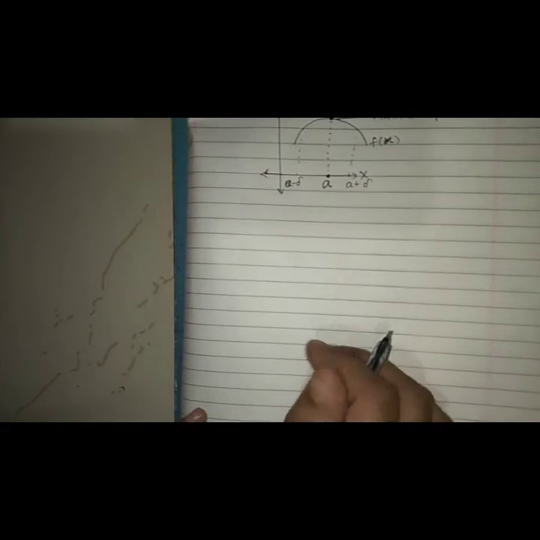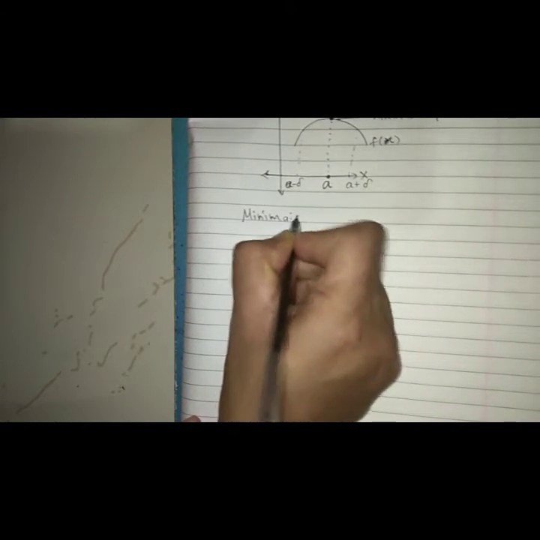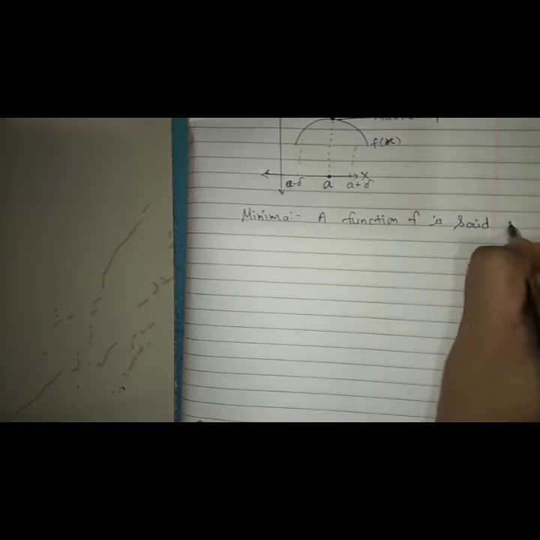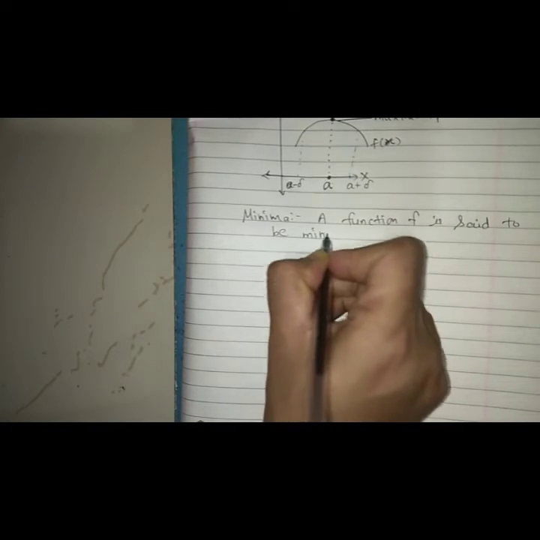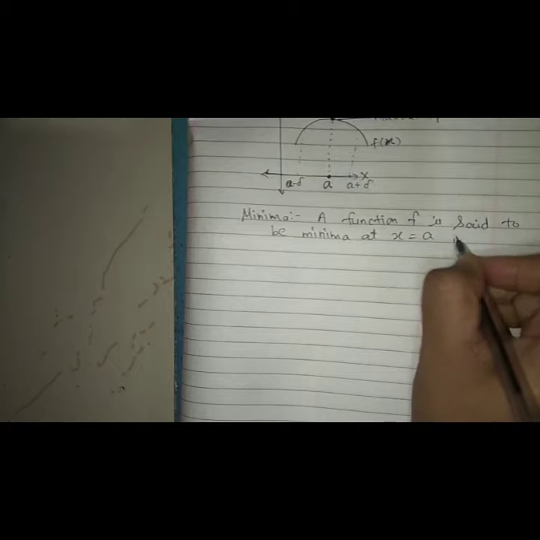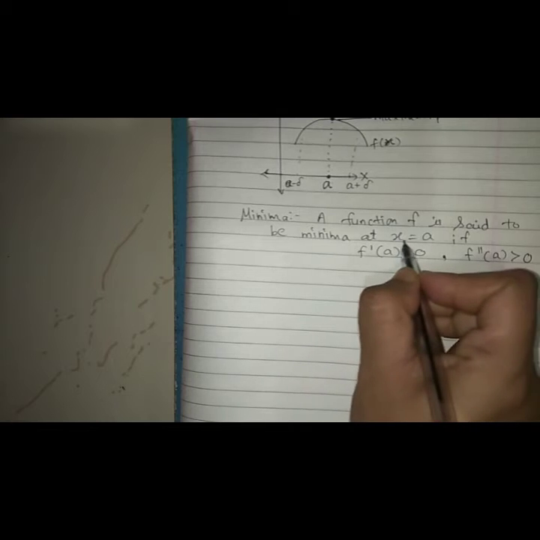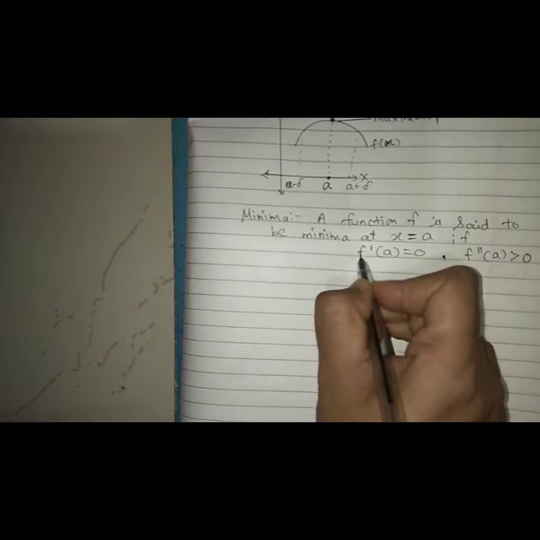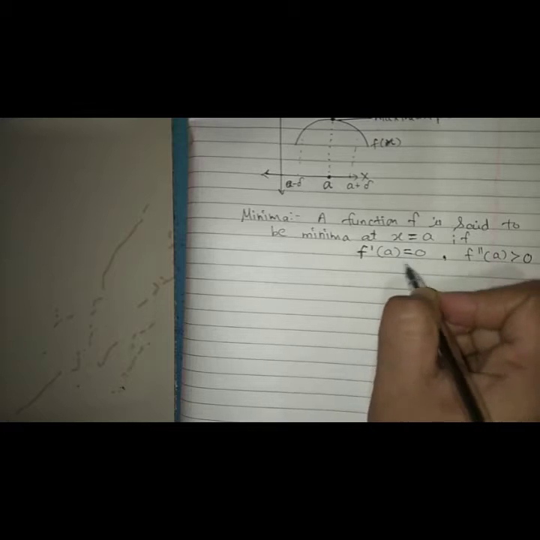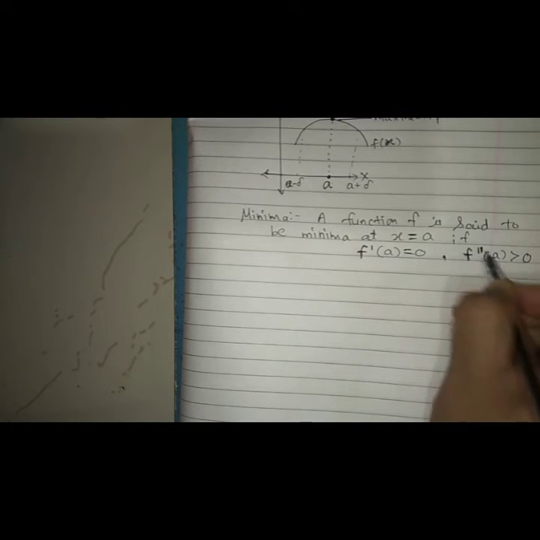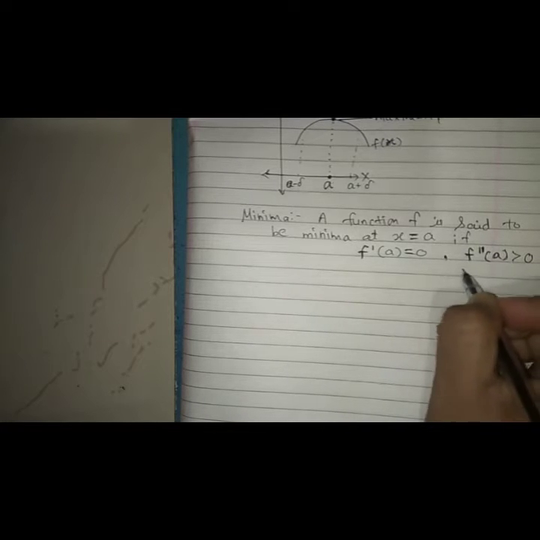Now the second one, we find the minimum. Minima is nothing but a function f is said to be minimum at x is equal to a, again some point a, if f dash of a is equal to 0 and another condition f double dash of a is greater than 0. That means at x is equal to a on the curve, the first derivative of the function is equal to 0 and the second derivative is greater than 0, that means positive.